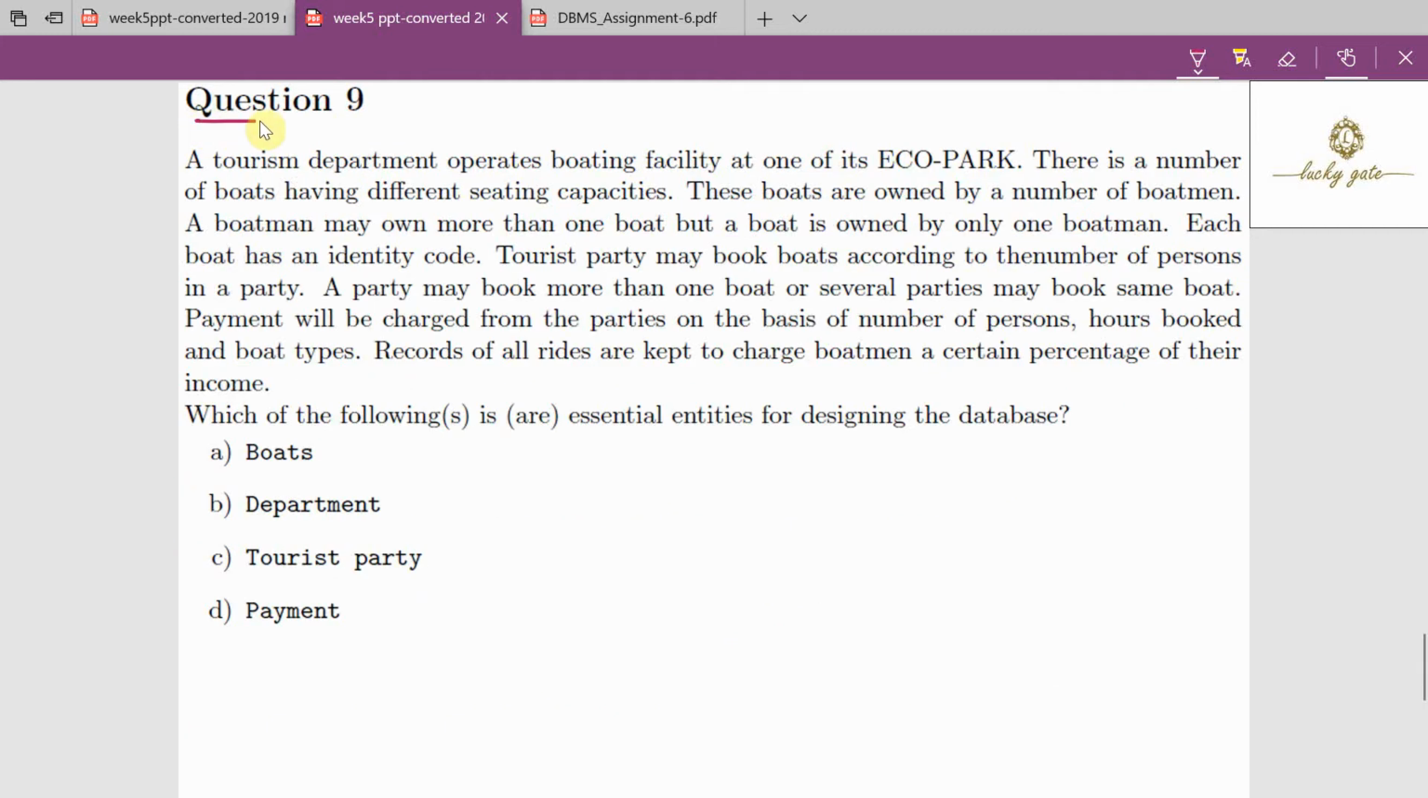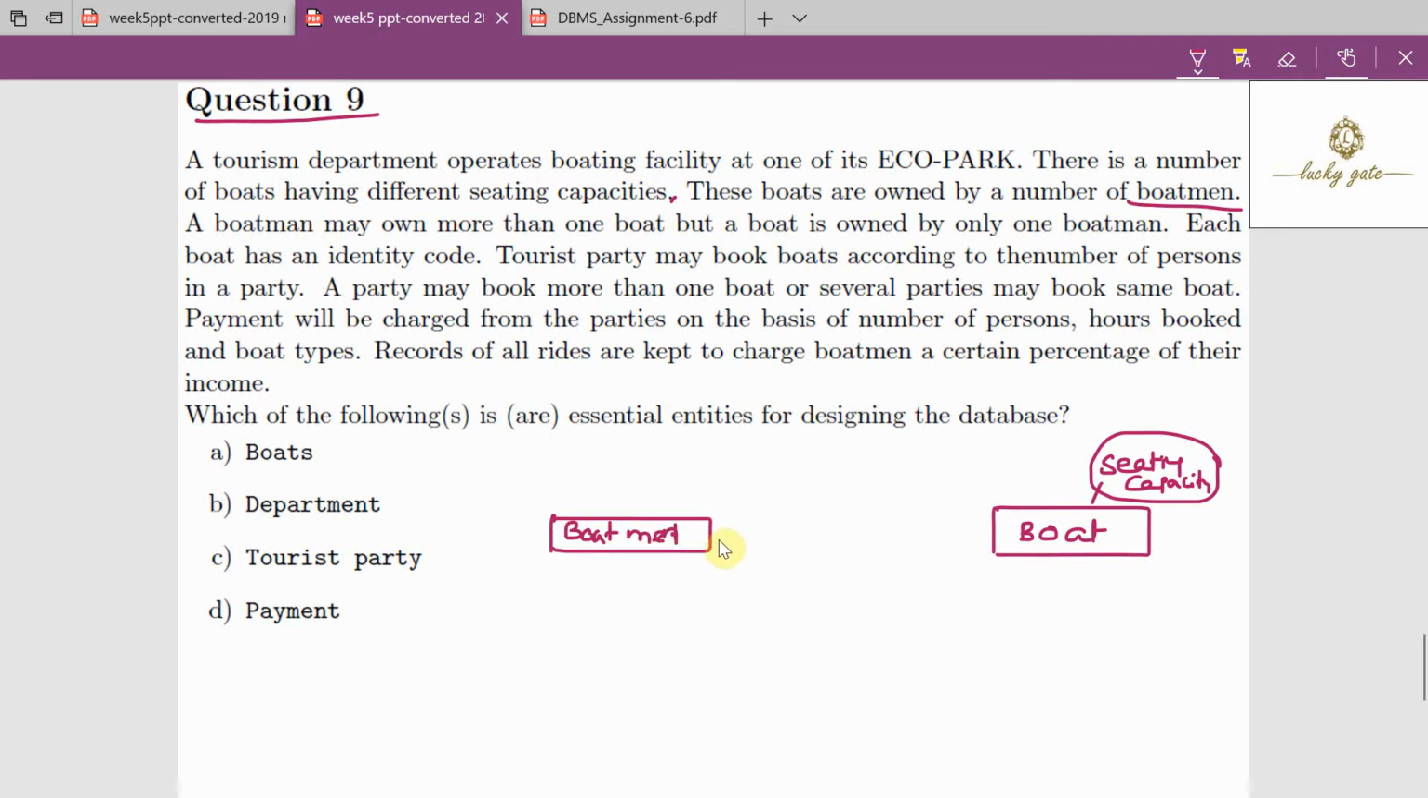Completed. Number 9. Tourism department operates a boating facility at one of its eco parks. There are a number of boats having different seating capacities. Here I can assume boat is an entity set because we need to know information about the boats. It needs an attribute called seating capacity, which I am taking based on the understanding up to this line. These boats are owned by a number of boatmen, so I need one more entity set, which we call boatmen.